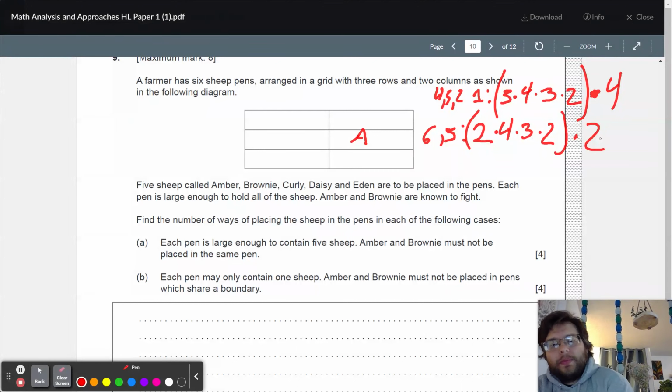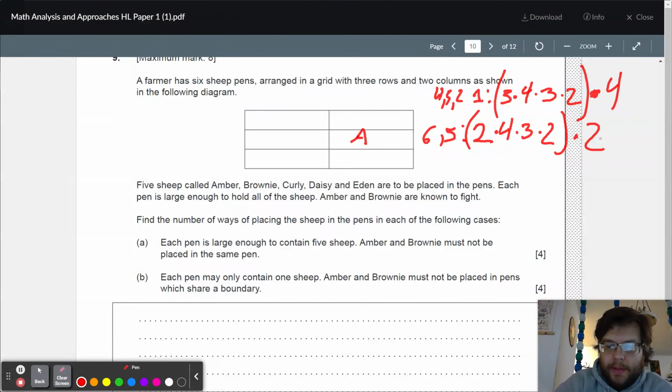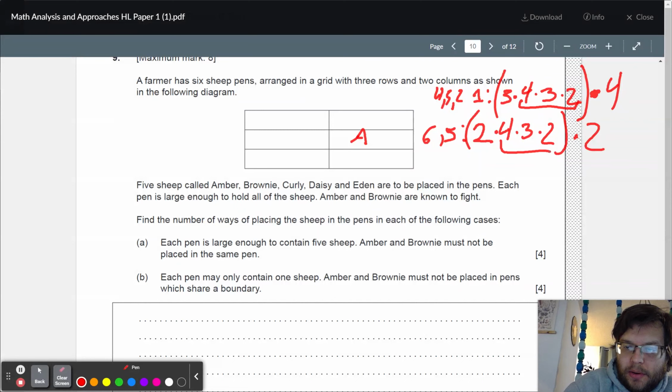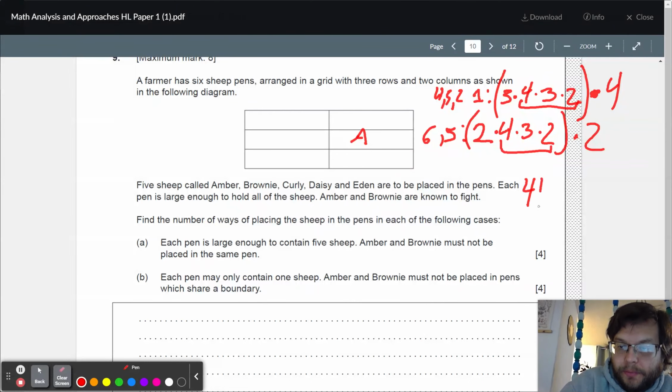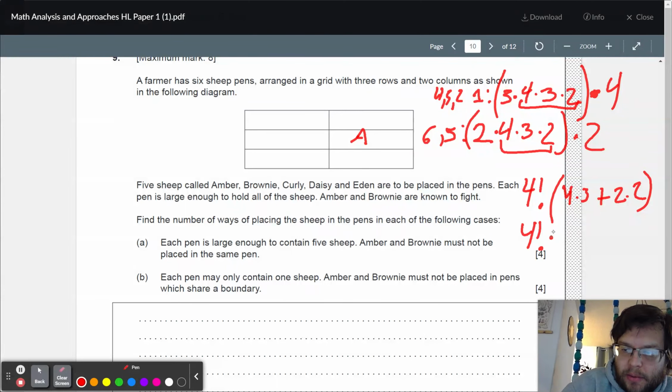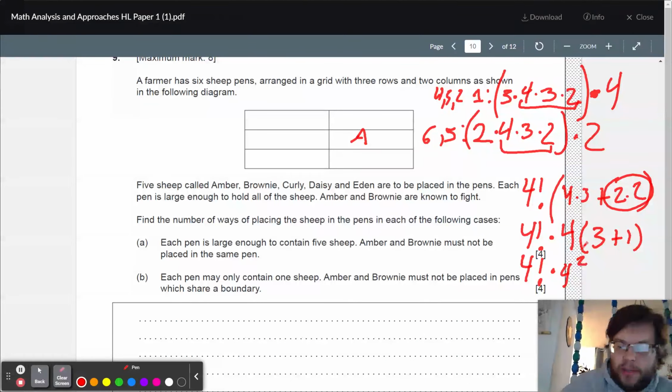So we're adding those up. What that looks like, a couple ways you could write that. What I notice is that both of them have a 4 factorial in them. The first one has 4 times 3, and the other one has 2 times 2. So you could write your answer like that, or you could go a step further and say 4 factorial times 4 times 3 plus 1, because this right here is 4 times 1, or so I guess it's 4 factorial times 4 squared.